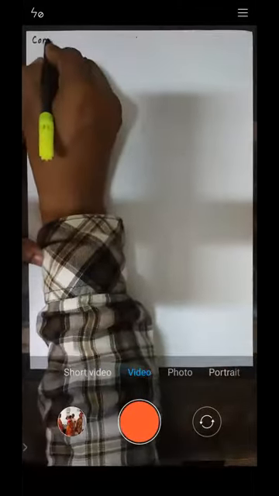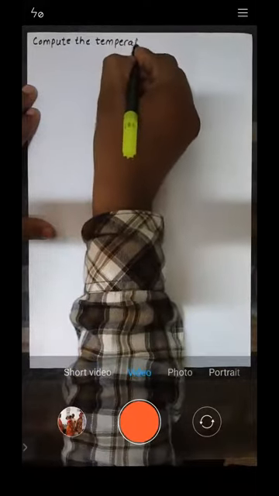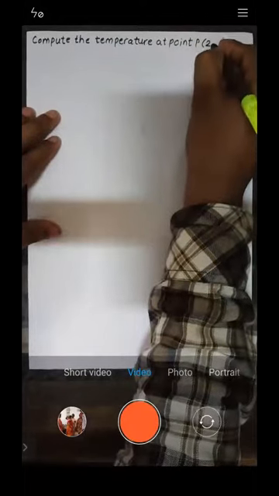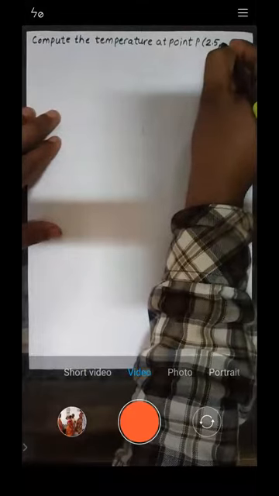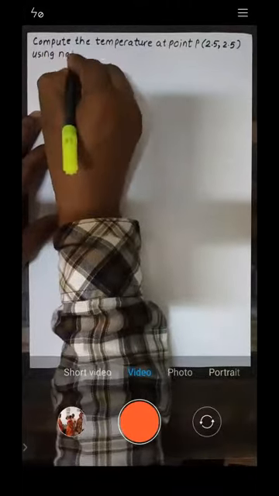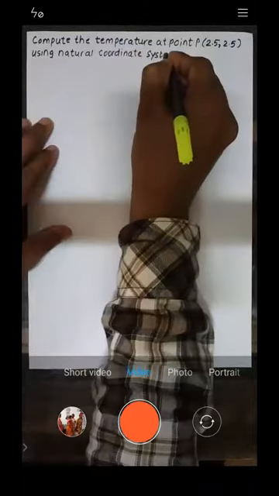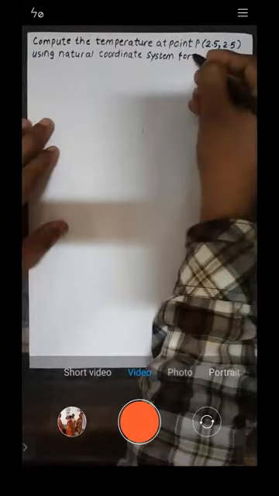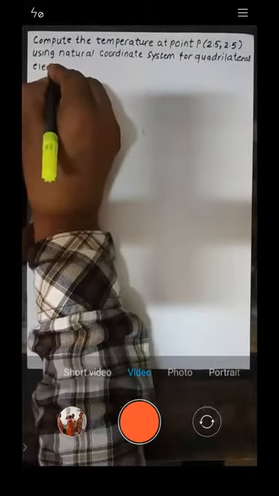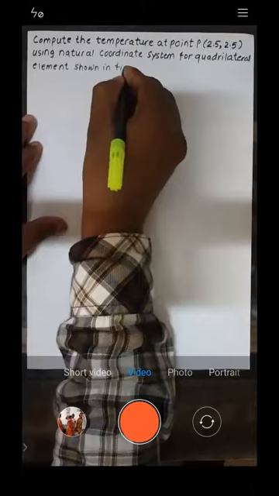Compute the temperature at point P, (2.5, 2.5), using the natural coordinate system for the quadrilateral element shown in figure.